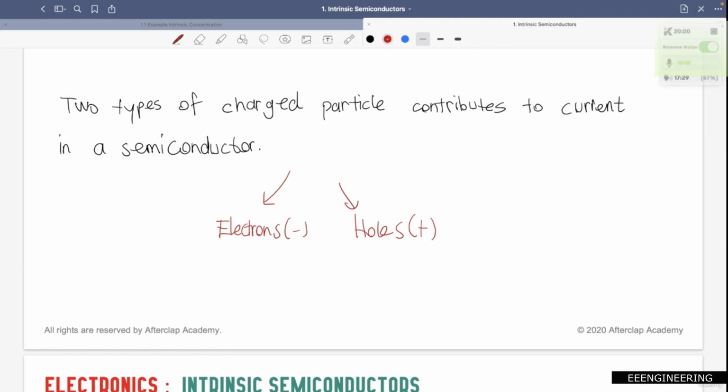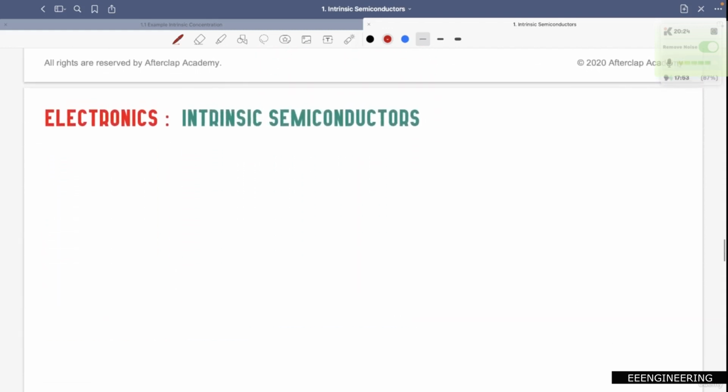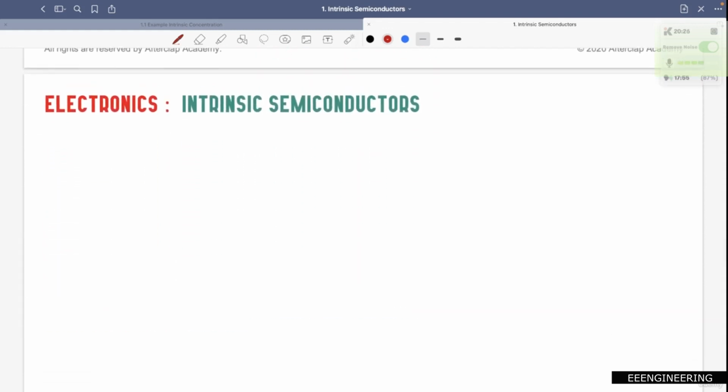Of course, since we have electrons and holes as our charged particles that contribute to our current in a semiconductor, the concentration of electrons and holes are really important, and that's why they take a huge place in our study. That's the reason why we're going to take a look at some materials, and in those materials we are going to make some comparisons between the concentration of electrons and holes. For instance, now we are going to talk about intrinsic semiconductors.